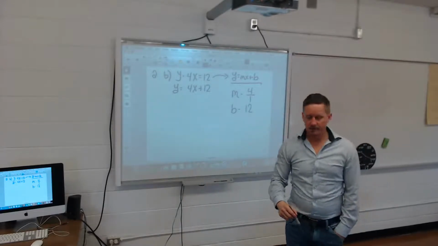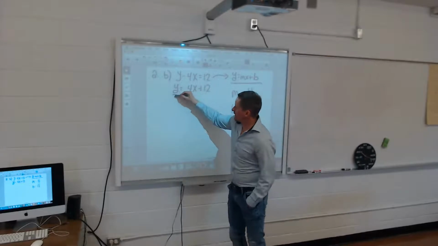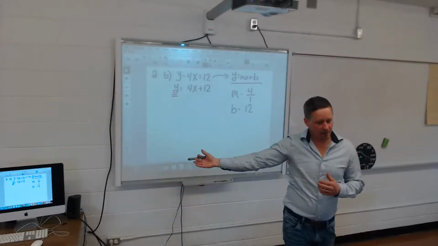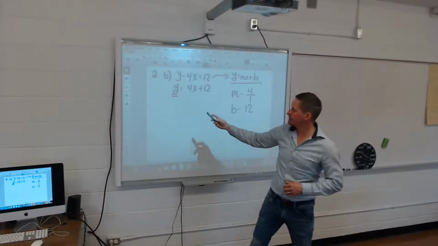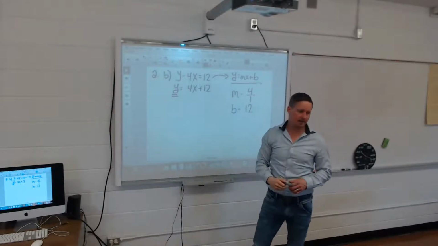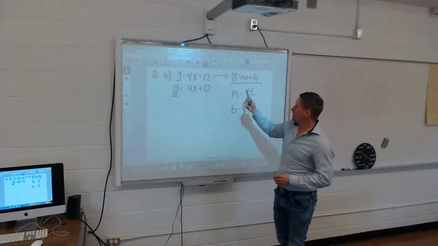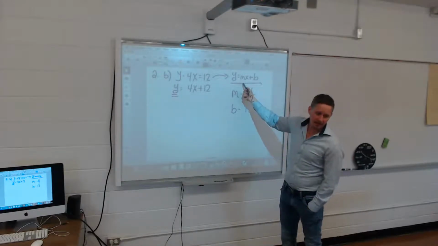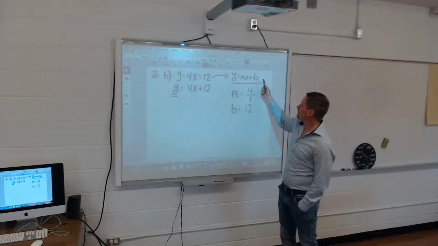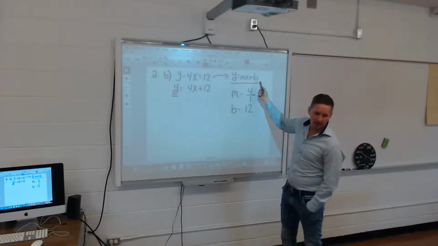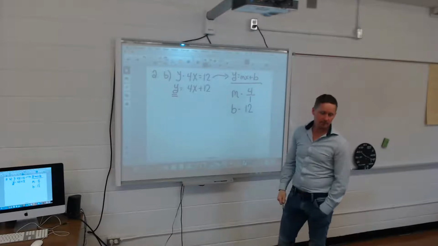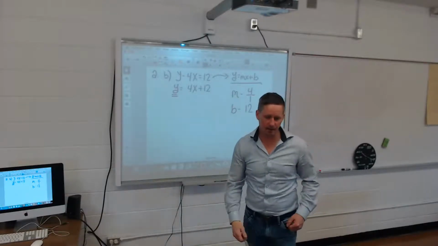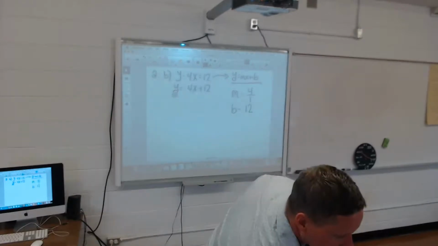Okay? So I need to get that guy by itself. I move everything away from it. So in this case, I added 4x to get it to the other side. Once it's in that form, the value in front of the x is my slope. The b value on the outside is my y-intercept. So far, so good? Okay, you copy that down.